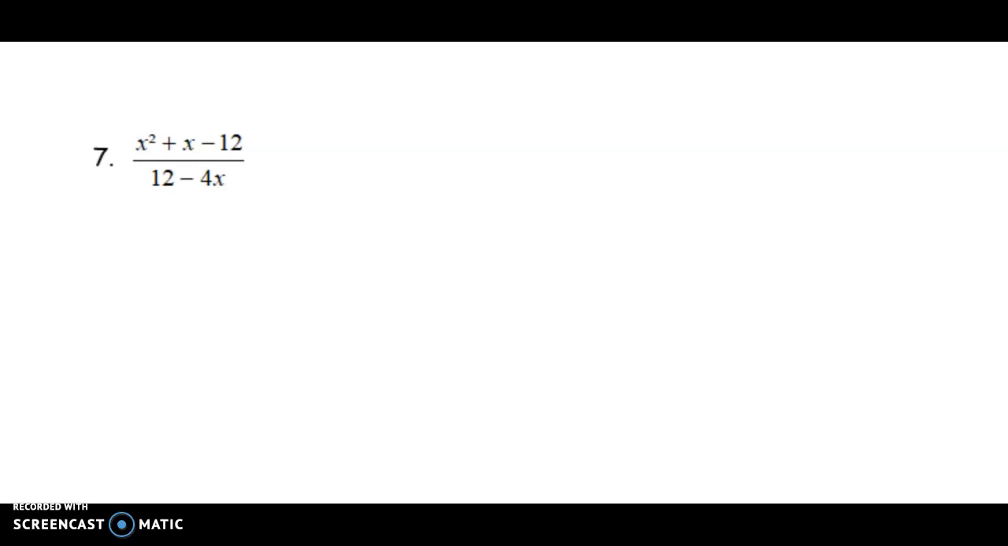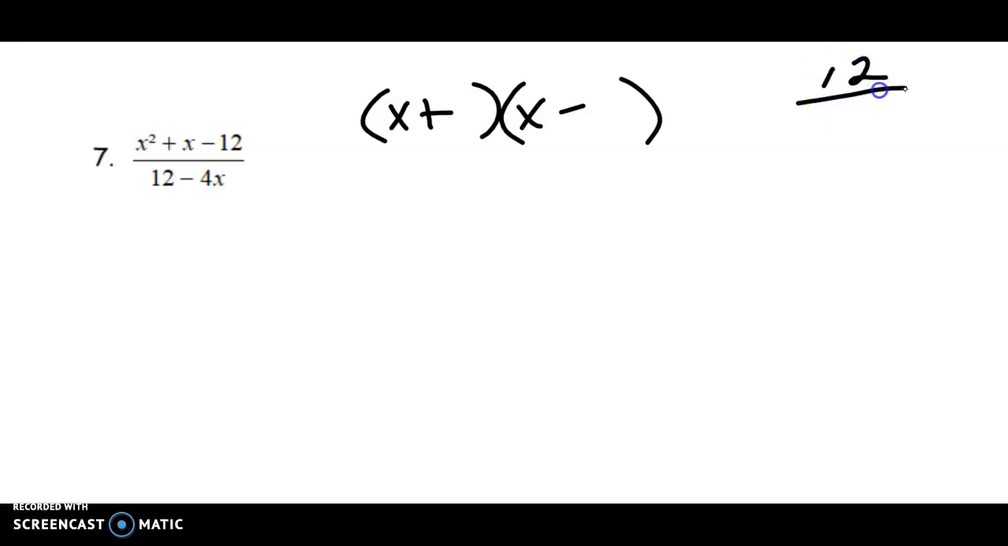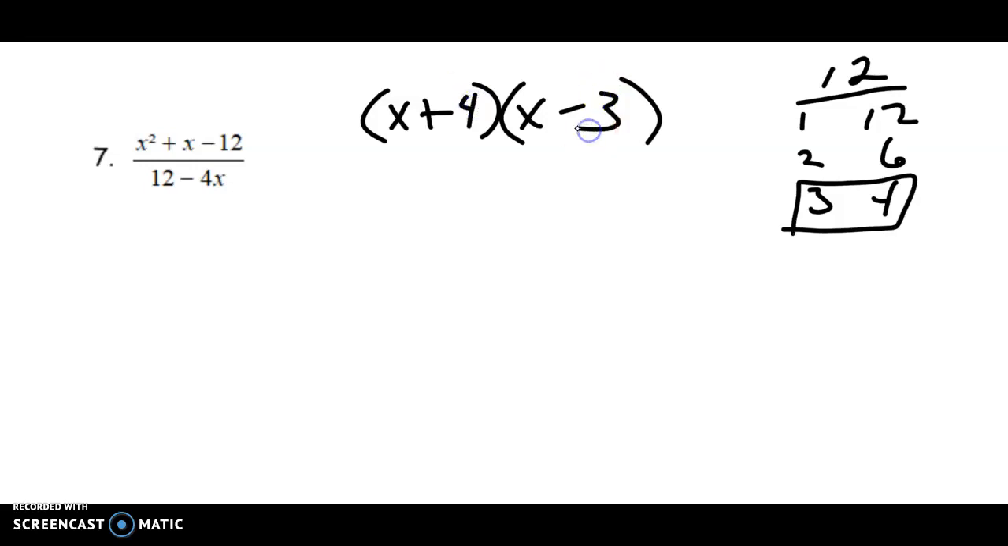All right, so numerator first. Binomial times a binomial. Last term is negative, so that means one's going to be plus, one's going to be minus. We know it's going to be x and x. And I need factors of 12 that when combined are going to give me a 1. So if you look at it over here, we got 1 and 12, 2 and 6, 3 and 4, and there's our combination. We need it to be a positive, so I'm going to put the 4 right there and the 3 here.